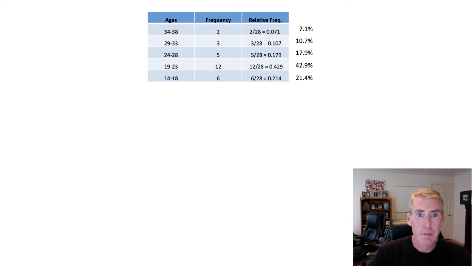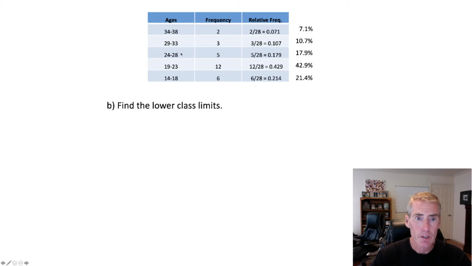Now that I've got this table here, there's some other definitions that I want to go over. One is the lower class limit. So let's say you go to this class right here, 24 to 28. So what's the very lowest or the very youngest you could be to be in this category? It's 24. This one's 19, this one's 14. So the lower class limits are basically just these numbers on the left. So the 14, 19, 24, 29, and 34.